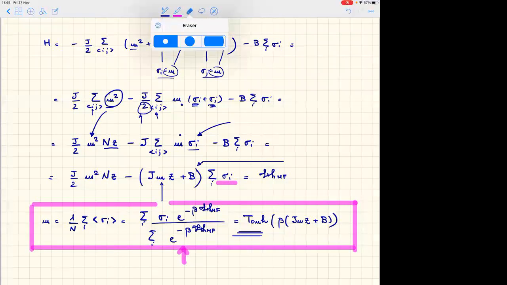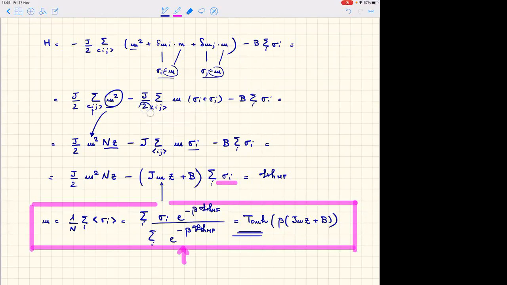Yes, thank you. I think in this line we can write just the sum over I because we can. No, let's keep the sum over I and J because I have to perform the sum over J explicitly in order to get this Z. You cannot just forget it. All right, so this is my self-consistency condition. M equal to tangent hyperbolic of beta times JMZ plus B.